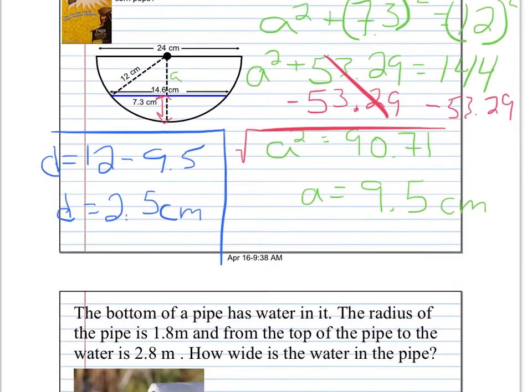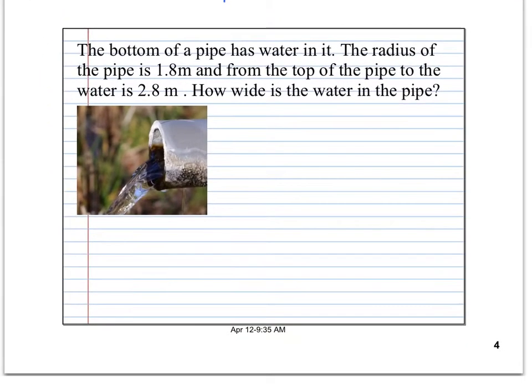Okay, underneath that is again more real life examples. So you have a pipe and there's a radius of 1.8 meters and the distance from the top of the pipe to the water in it is 2.8, and it wants to know how wide is the water in the pipe.